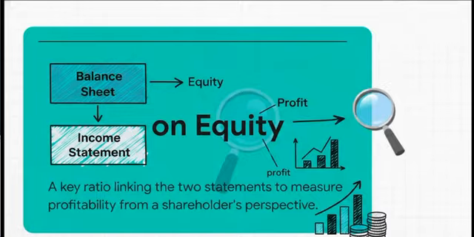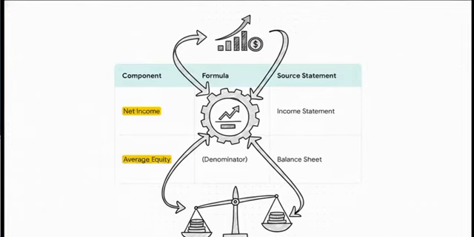This one single ratio is perfectly designed to measure how well a company is using its financial position, its equity, to generate performance or profit. And just look at how it's built. It's so elegant. The top part of the fraction, the numerator, is net income. Where's that from? The income statement, our measure of performance. The bottom part, the denominator, is average equity. Where do you get that? The balance sheet, our measure of position. You literally cannot calculate this essential ratio without pulling data from both statements. It's the connection in action.